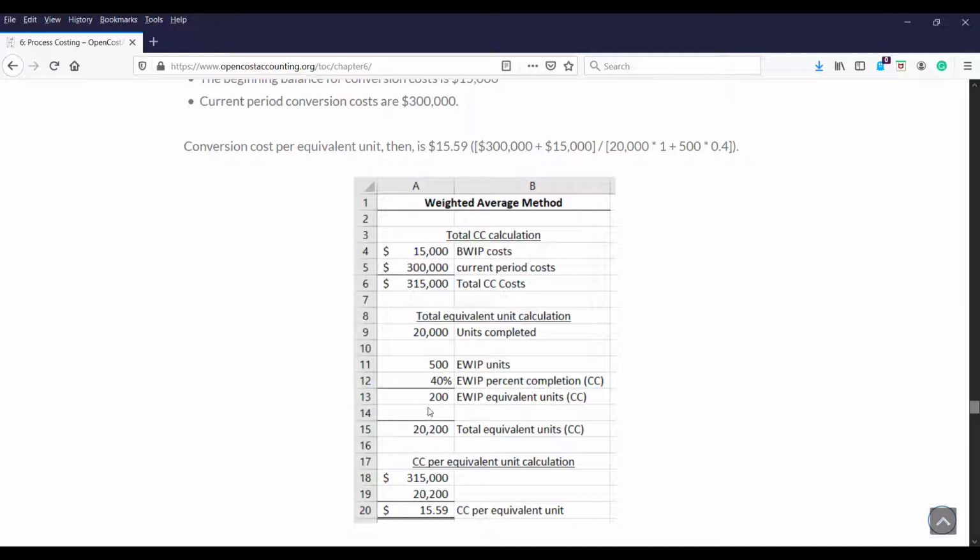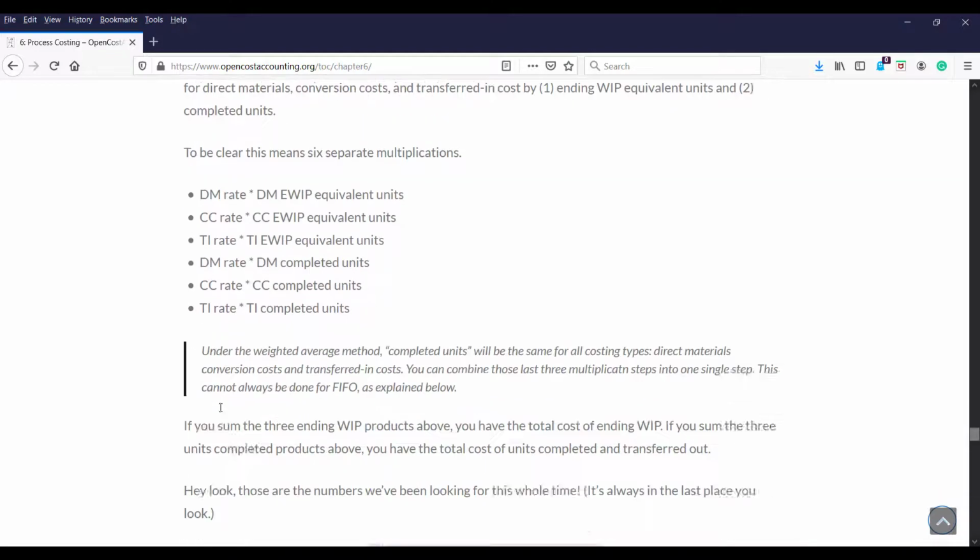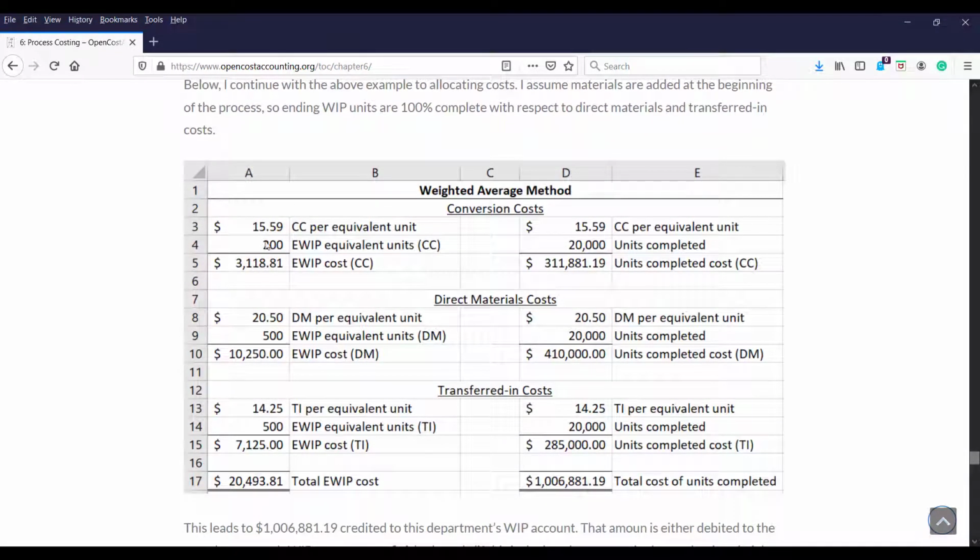But then when we're going to apply them, we're going to take this sub-step of our calculation, our ending WIP equivalent units. With respect to conversion costs, we need to multiply the conversion cost rate by that number to get the cost that goes to ending WIP. Then we take the other part of the total equivalent units denominator, 20,000 units completed, and multiply our conversion cost per equivalent unit rate by that to get the dollar amount of conversion costs that go to units completed. That is, they get credited to our WIP account and debited to either a downstream WIP account or finished goods.